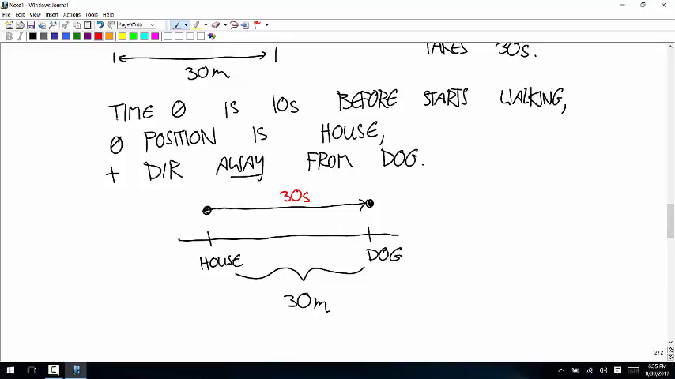Okay, so if the 0 time is 10 seconds before he starts walking, and this location occurs when he starts walking, then the stopwatch has already been running 10 seconds before this instant. So what would it say on the stopwatch? You start the stopwatch, let it run 10 seconds, and then look at it as this guy starts walking. 10. Yep. So this happens at 10 seconds. And then what would it say when he got to the dog? Yeah, 10 plus 30, so 40.